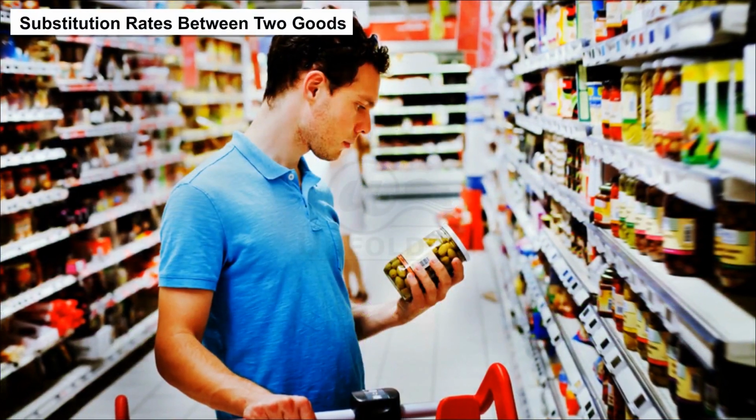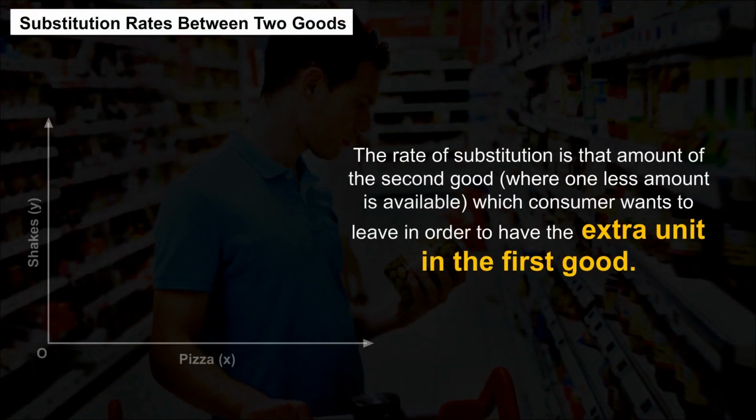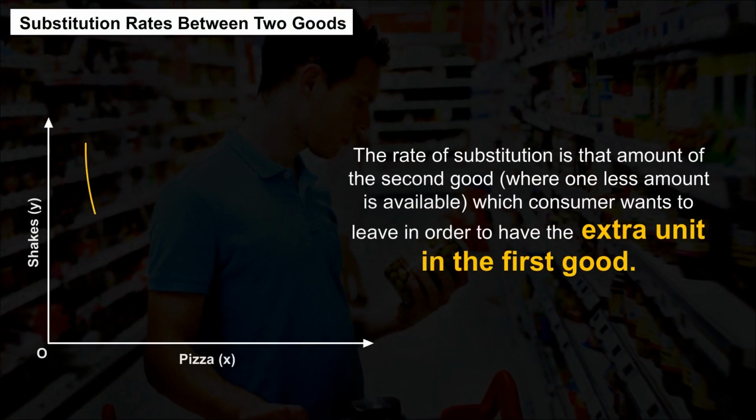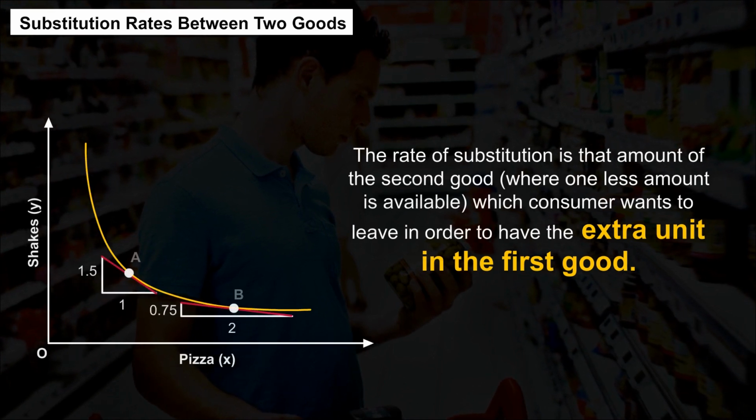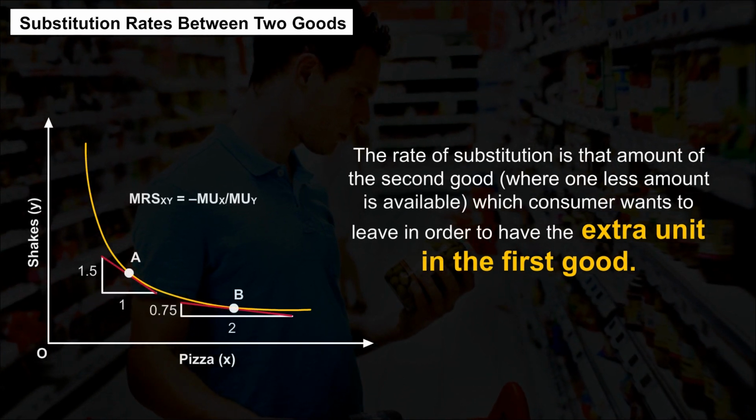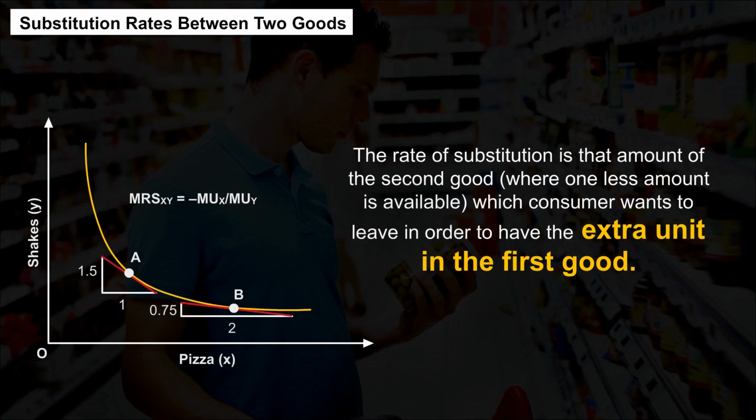Substitution rates between two goods. The rate of substitution is the amount of the second good that the consumer wants to give up in order to have an extra unit of the first good.